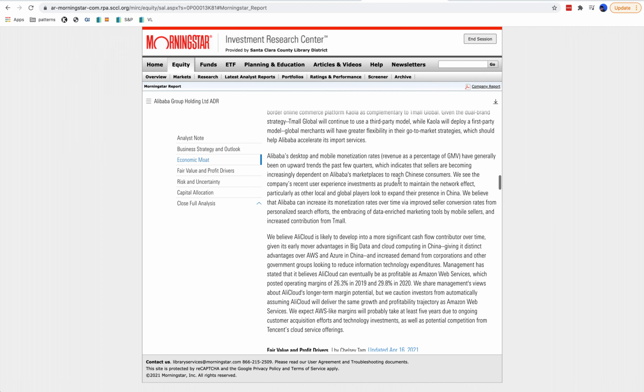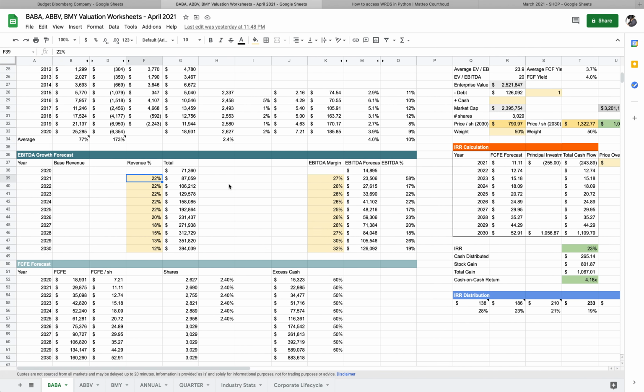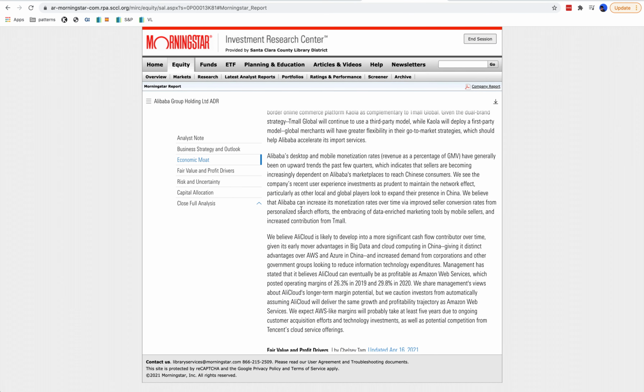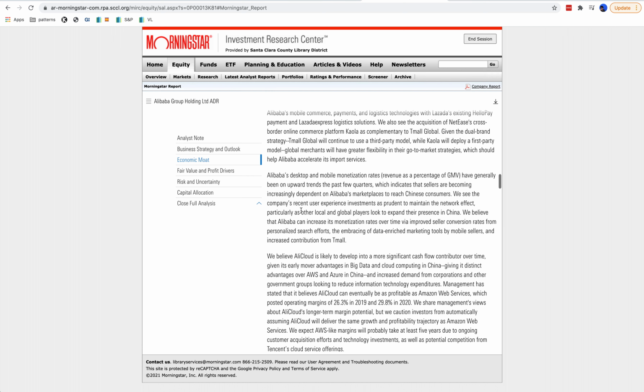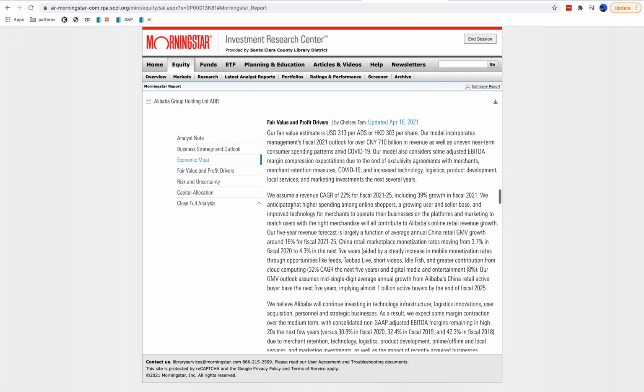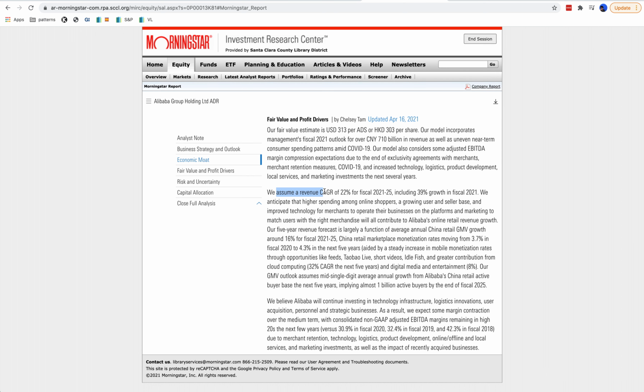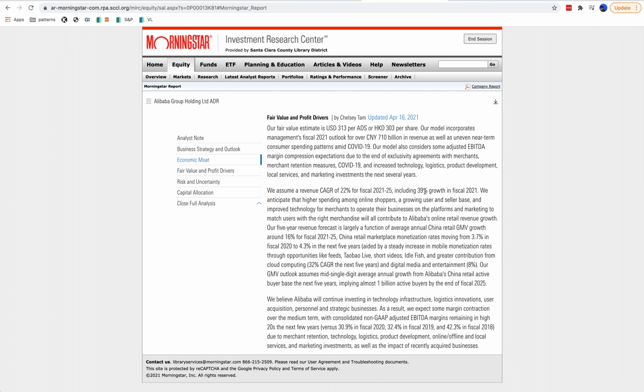So I initially did one extrapolation just looking at EBITDA, but then I saw some interesting numbers from Morningstar that I ended up using. Let me see if I can find it. Okay, here. So we assume a revenue CAGR of 22% for the next 5 years, including 40% for growth. I didn't end up using that, but you can if you want.